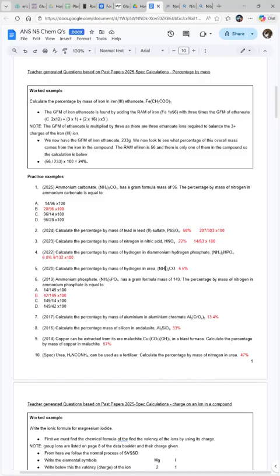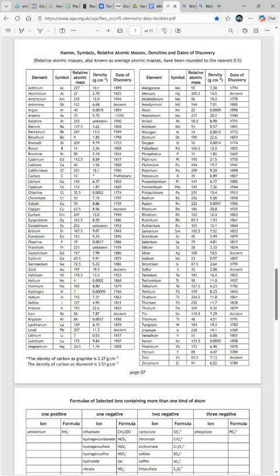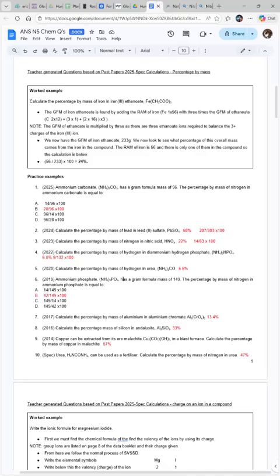Again, in urea, it's 4, because it's 2 times 2 is 4. So it's 4 divided by the overall GFM for urea, which gives us 6.6. Ammonium phosphate has a gram formula mass of 149. So we know that 149 is going to be what we're putting at the bottom of our divide sum. The percentage by mass of nitrogen in ammonium phosphate is, well, we've got 3 nitrogens. We maybe happen to remember that nitrogen's got a relative atomic mass of 14. So 3 times 14 will give us 42, divided by 149 times 100.